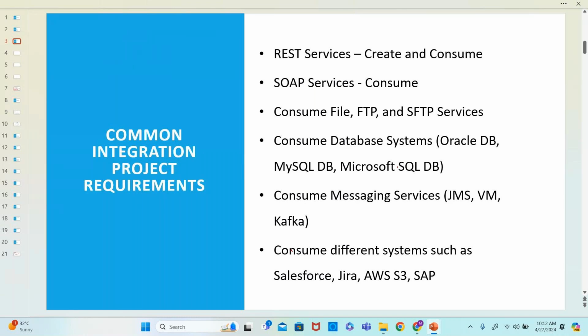For example, whenever it is a MuleSoft integration project, most of the time you'll develop REST APIs and integrations. What is an API and what is integration? Any idea? Can someone please answer?